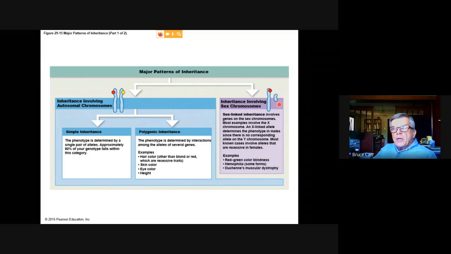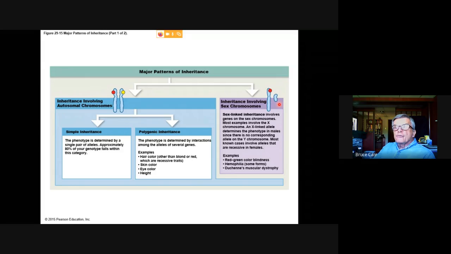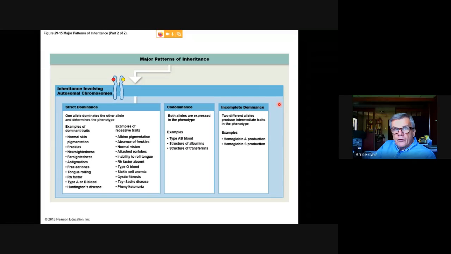Y chromosome inheritance involves every son that is born, because the presence of the Y chromosome makes that individual a boy. So if I have a son, it's because my Y chromosome has been passed. So it is from father to son, grandfather to father to son, right down the male line. Let's take a look at a couple examples of this inheritance.